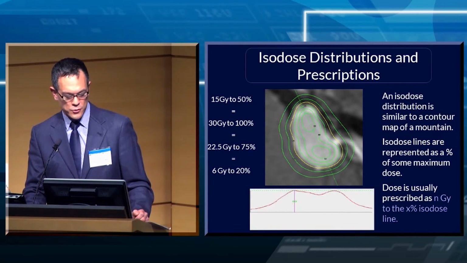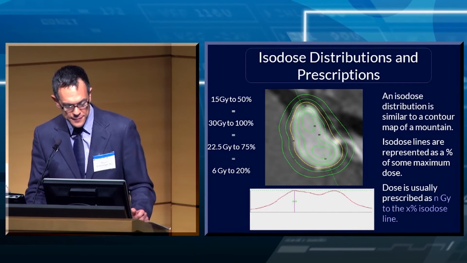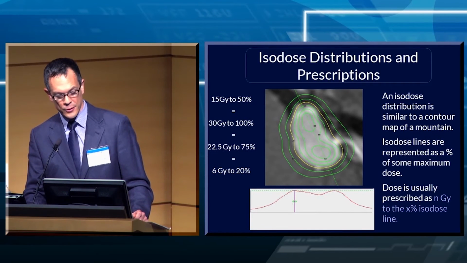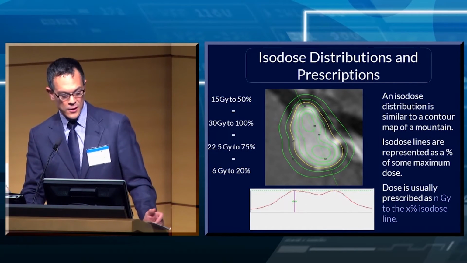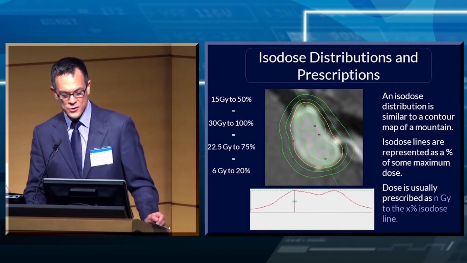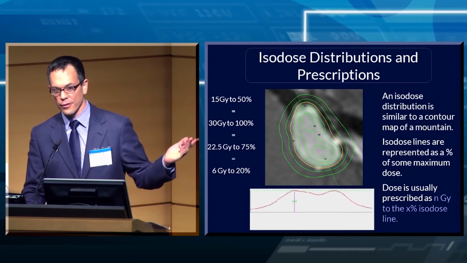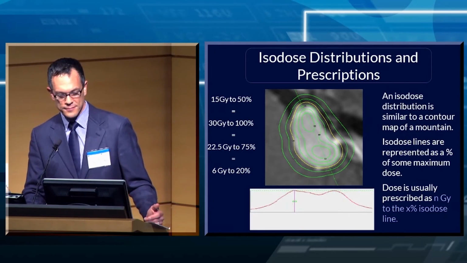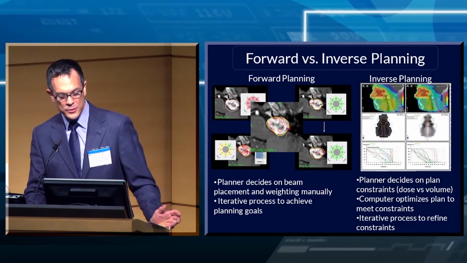You're going to usually prescribe dose to one of these lines. So if you prescribe dose to this yellow line, which is the 50% line, and you give it 15 gray, that's exactly the same as saying you're going to give 30 gray to the 100% line, or 22.5 gray to the 75% line, or 6 gray to the 20% line. So you're usually going to prescribe some dose as some amount of absorbed dose in gray to some percentage isodose line. So you'll see that all through this course, and obviously when you're reading about doses to different targets in clinical papers.